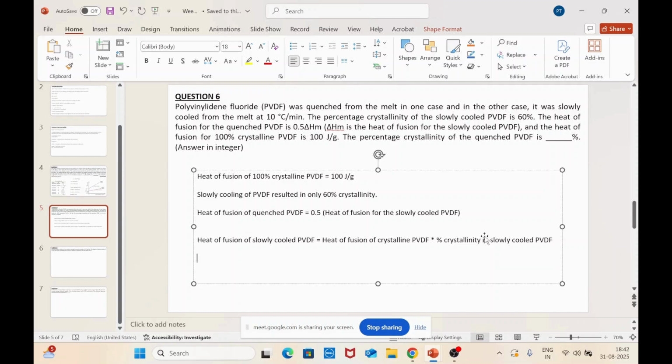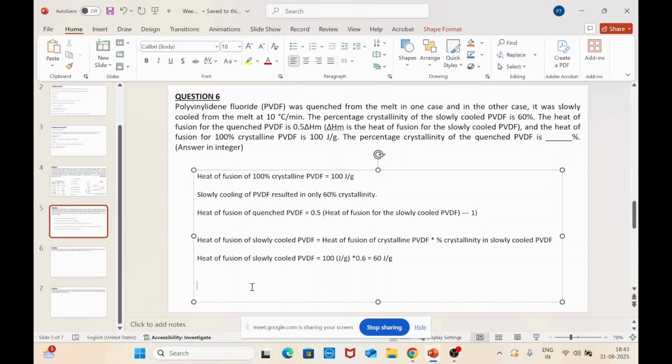So if this is the case, then the heat of fusion of slowly cooled PVDF is nothing but 100 joule per gram times, sorry, 0.6. So 0.6 times 100 is 60 joule per gram. So this is the heat of fusion of the slowly cooled PVDF. From here, can we calculate the heat of fusion of quenched PVDF, which is given as 0.5 times the heat of fusion of the slowly cooled PVDF as per equation 1?